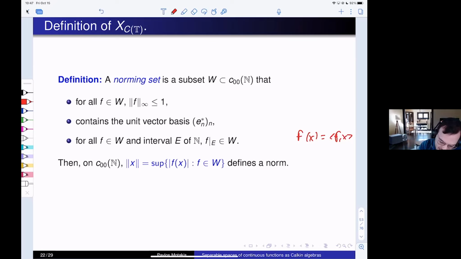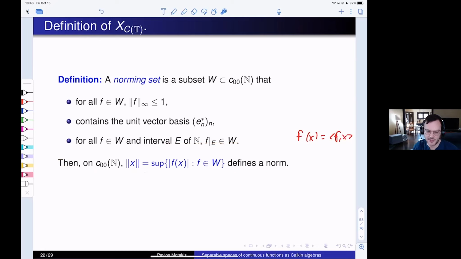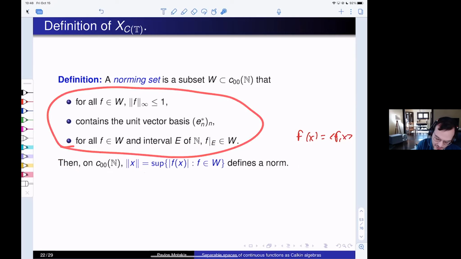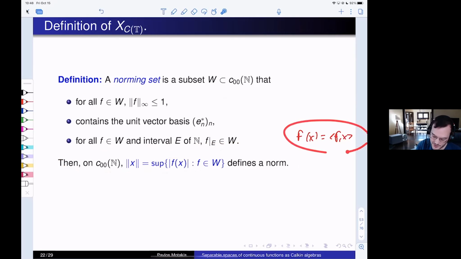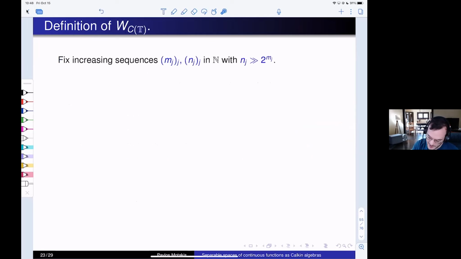So as I was saying, you can take a subset of c00 which, under some mild conditions, defines a norm on c00 via this action. So then this is called the norming set. And to define our space, this Gowers-Maurey type space where the quotient over the strictly singular operators is C(K), we will define a specific such norming set. And I would love to be able to tell you a few things. Maybe I can take a few more minutes, and stop me if I go too far.